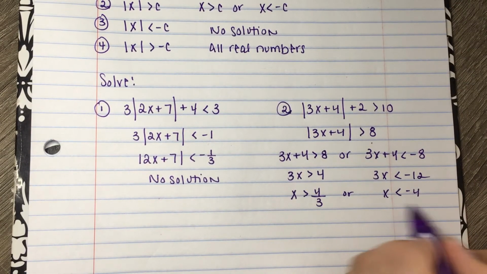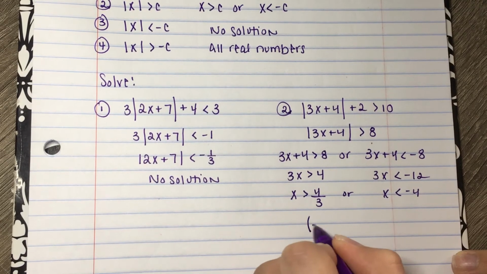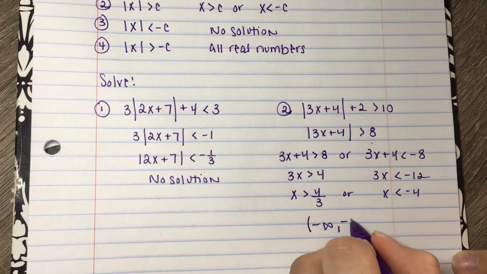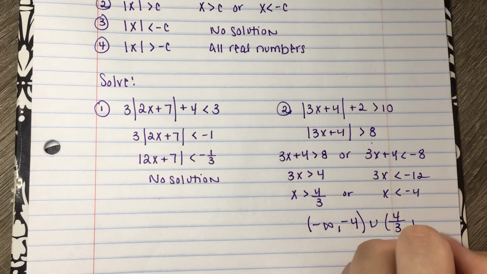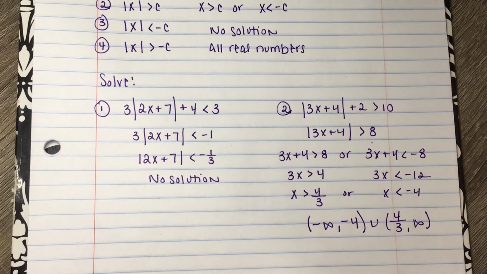I'm going to start with this one first because I'm kind of skipping some work here. So negative infinity to negative 4. And then I'm going to union that with this solution here, 4/3 to infinity. But you could have written them maybe as separate ones first and then just switch them and put them in order from least to greatest.